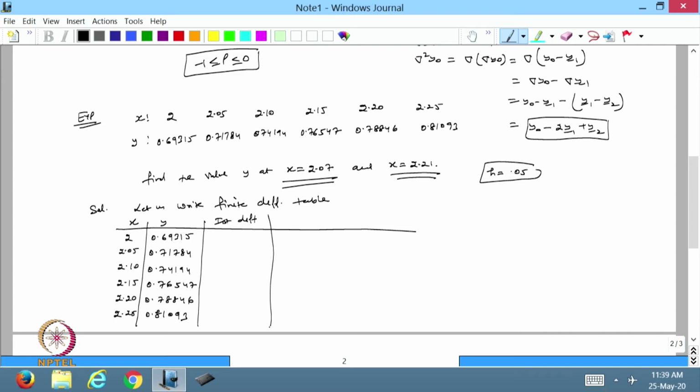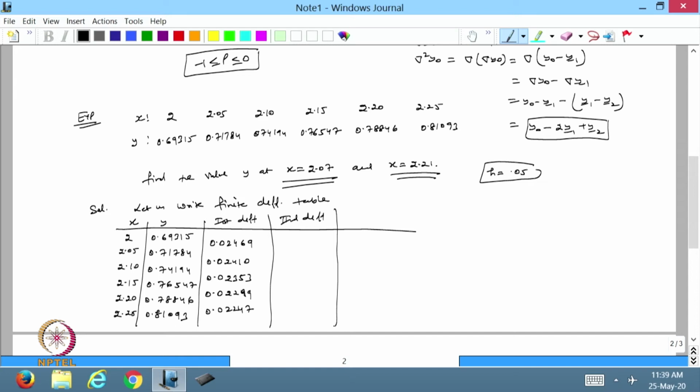So, first difference will be, so this will be 0.02469, 0.02410, this value will be 2353, 2249, 2299, and this is 0.02247. So, this value is the first difference. Then we will go for the second difference.